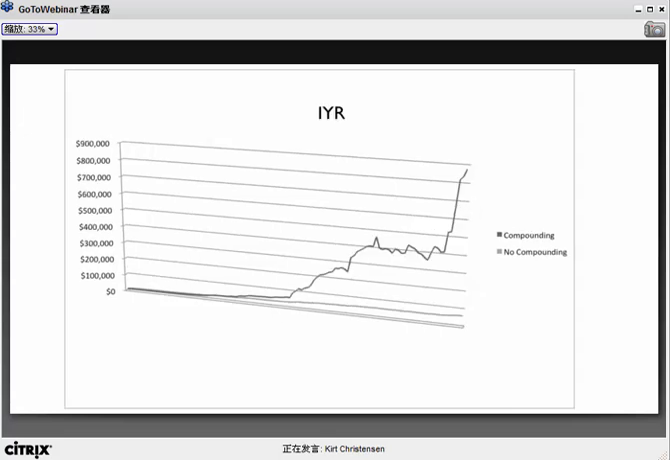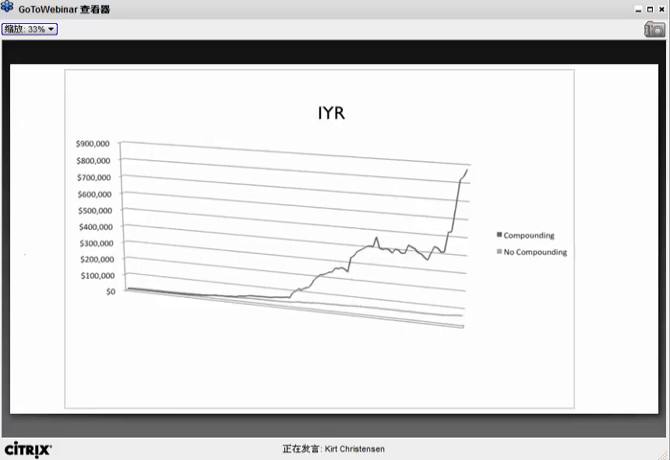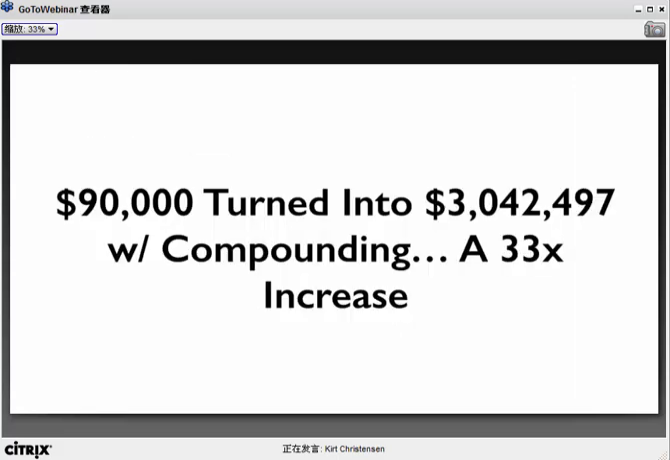And the SMH is the semiconductors index, and the last one, our real estate index, the IYR, turned $10,000 into nearly 900,000. Now this is with compounding. The XLB, selling off just a little bit recently, but still turned $10,000 into 220,000. So basically that $90,000 turned into $3.042 million with compounding, or a 33 times increase.